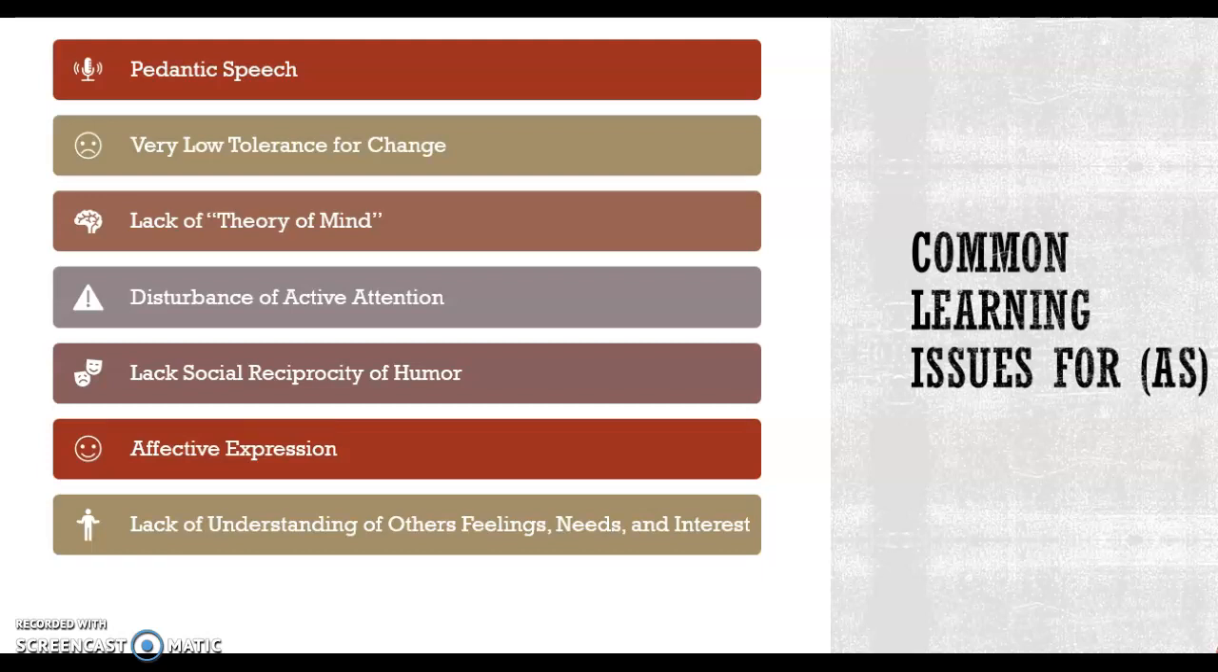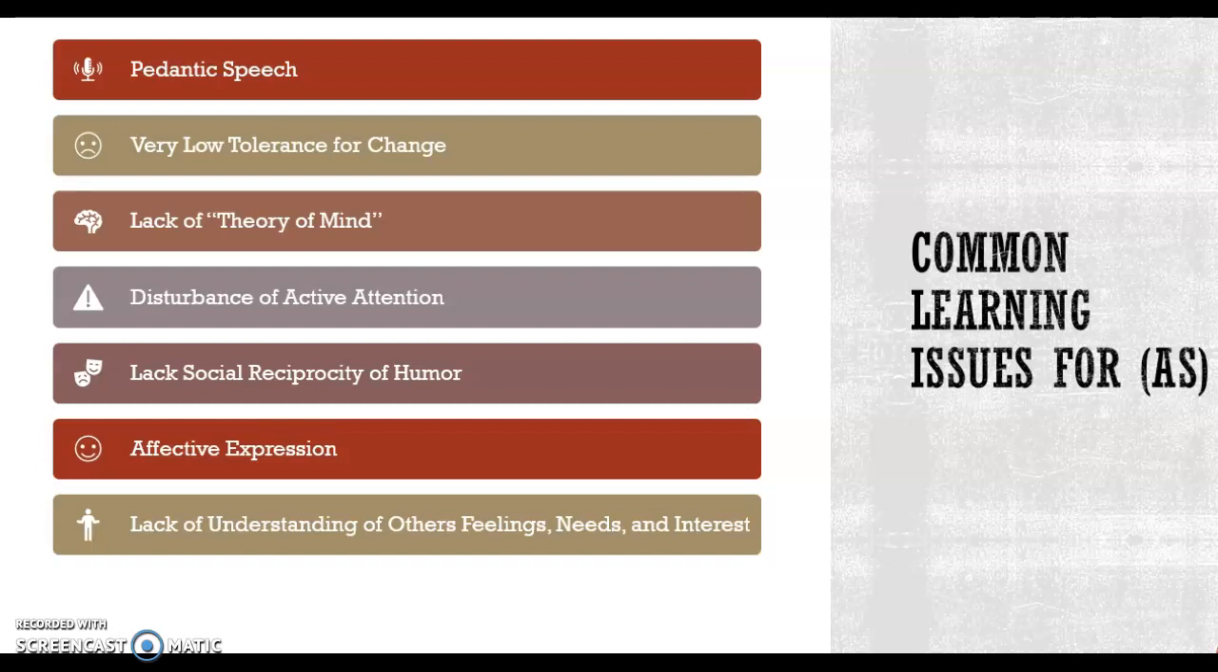The next learning issue is the lack of social reciprocity of humor. Gifted children with Asperger's may be creative with wordplay, and they may be very good at making different little puns, but they lack the social reciprocity that underlies most humor. They don't laugh at things that are funny to most people, and they often don't get the joke.